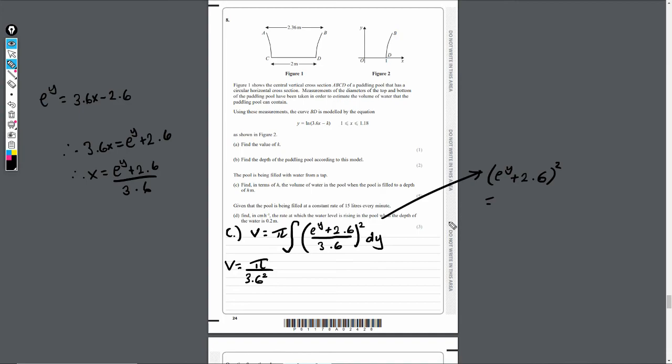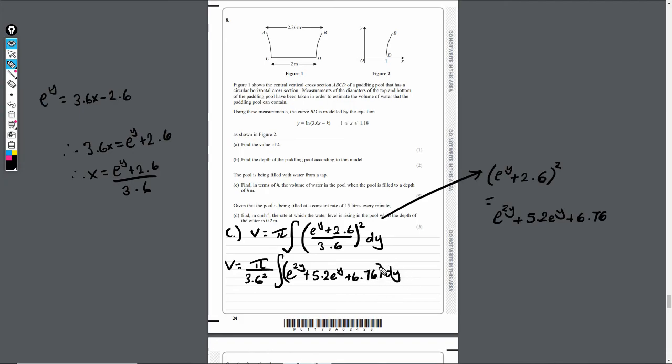So if you expand this, what you'll get is e to the 2y plus 5.2 lots of e to the y, so 5.2 lots of e to the y. And then finally you'll get plus 6.76. Okay, expanding this. So what I can do now is write out my full integral. So it'll be the integral of e to the 2y, and then it's just this expression here, plus 5.2 e to the y, plus 6.76. And this is all with respect to y. So let me just put a bracket around it, dy.